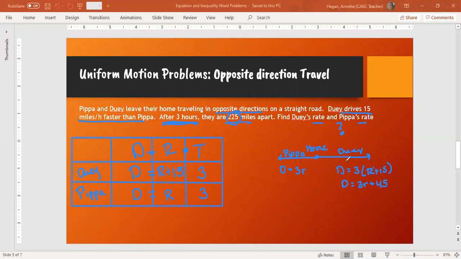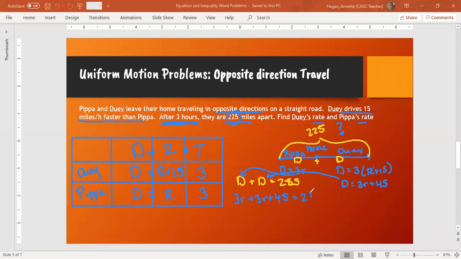Okay? Now, here's what we know. We know that their total distance altogether was 225. That means that Pippa's distance plus Dewey's distance equals 225. So what we can do here is we can plug in what we know. We know that Pippa's distance is 3R. We know that Dewey's distance is 3R plus 45. So we're going to plug these both in, and we know they equal 225.